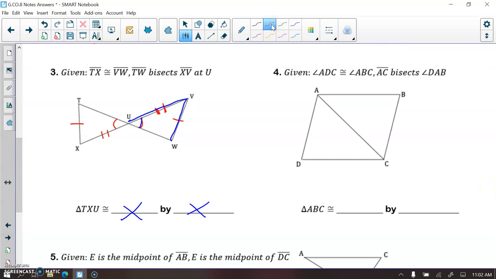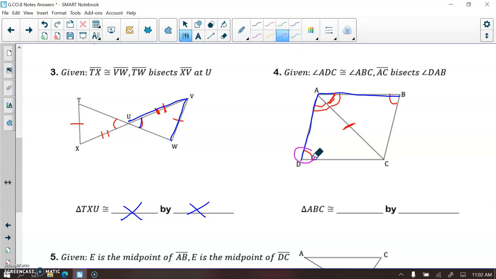Number 4. So I have angle ADC congruent to angle ABC. And I have segment AC bisecting angle DAB. So angle DAB is this one here. So it cuts that angle in half. So this angle is congruent to this angle. Then these 2 triangles share side AC in common. So AC is congruent to itself by the reflexive property.